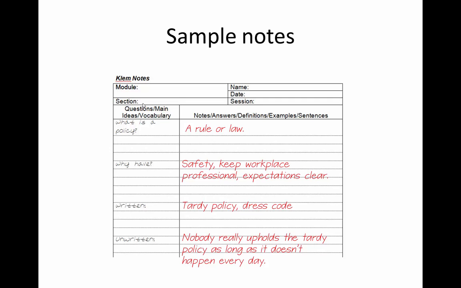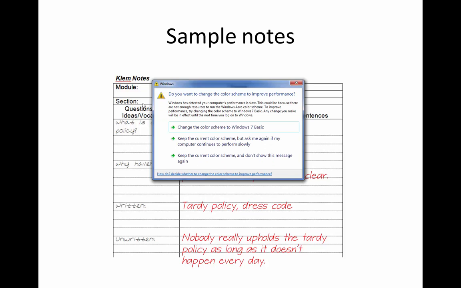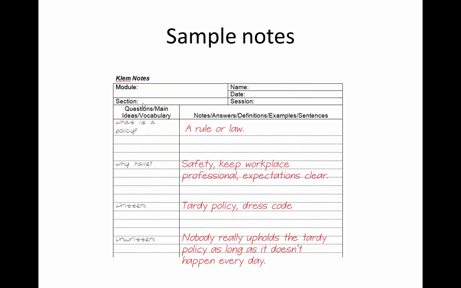And then you have written what is a written policy, tardy policy, dress code. There's examples of things. So unwritten policy, nobody really upholds it. Holds the tardy policy as long as it doesn't happen every day, for example. Now, this is not true of this class. Those are just examples.